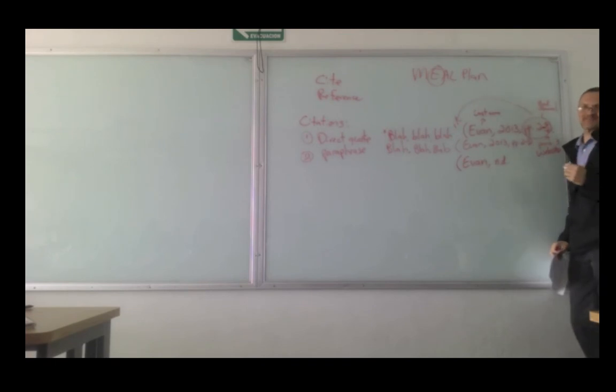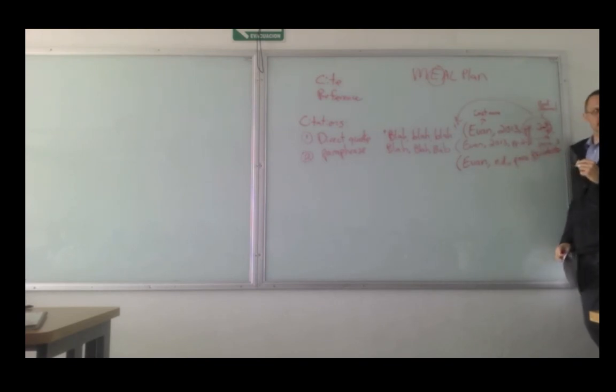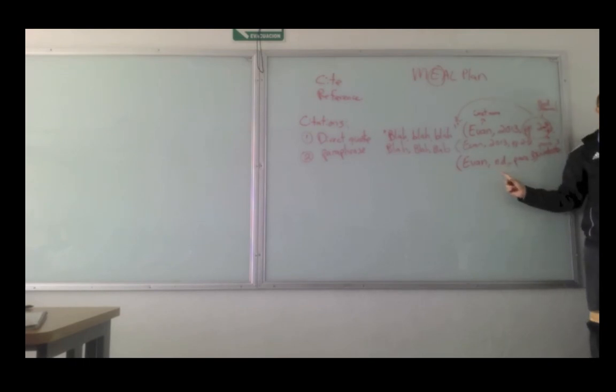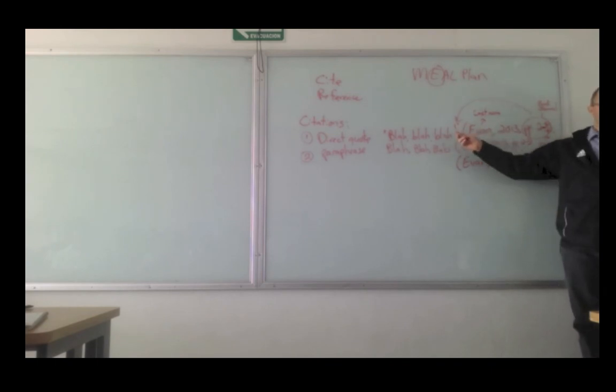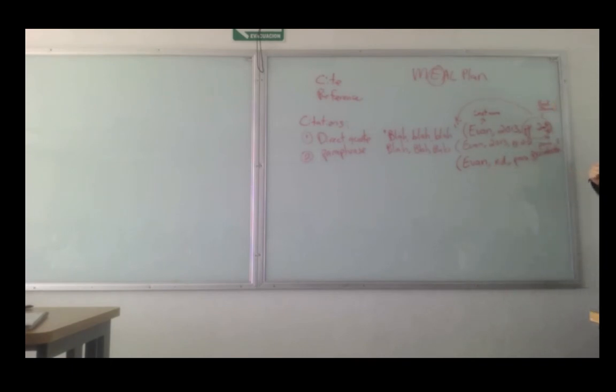ND. No date, right? Comma. Let's say paragraph 3. So this would be an example of a website where you went to the home page, you still were not able to find the dates, and you said, okay, there's no date, and you're going to abbreviate lowercase n, lowercase d with periods, and then paragraph 3, if it's a direct quote. If it's a paraphrase, then you end it after the ND. So that's when you can't find a web page with a date.